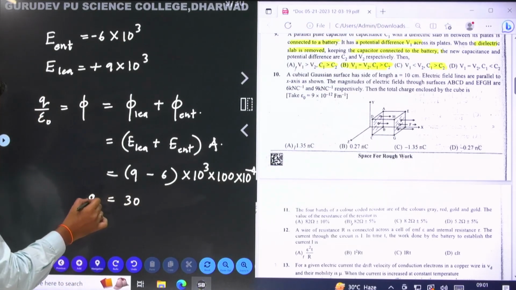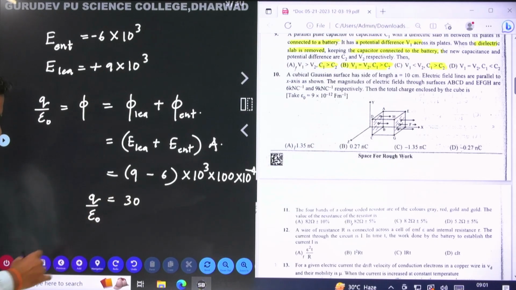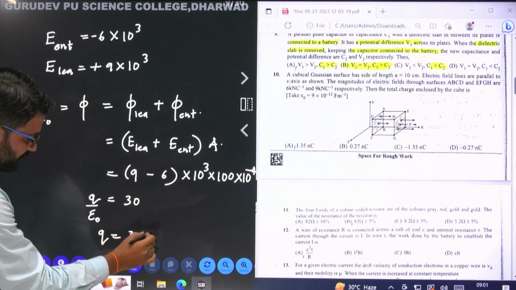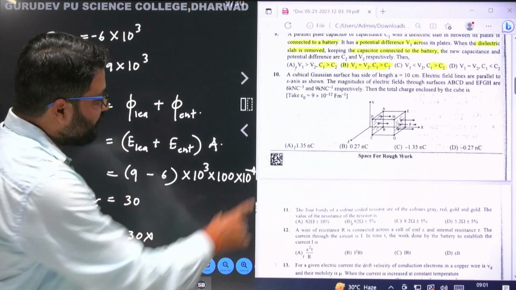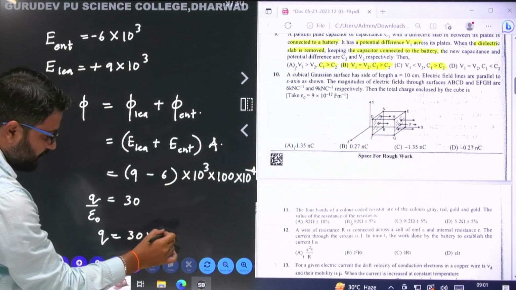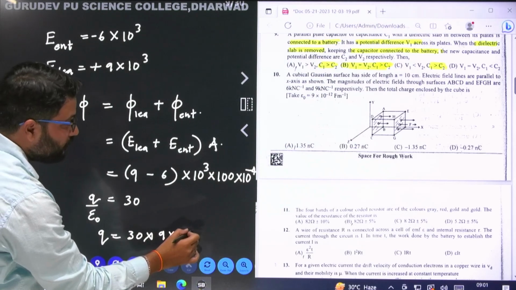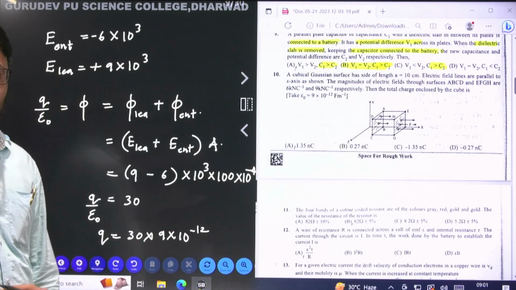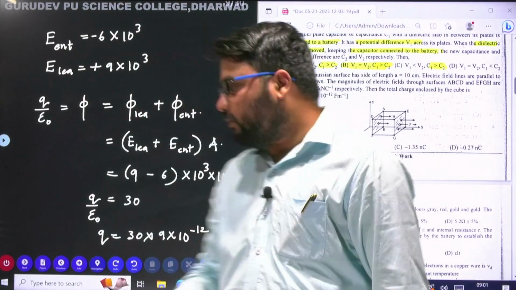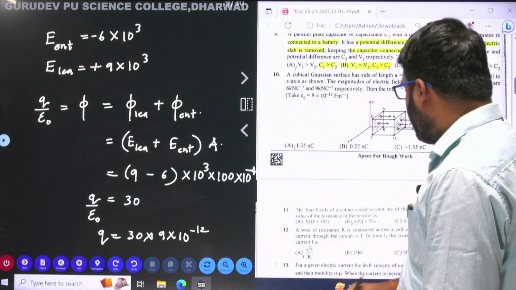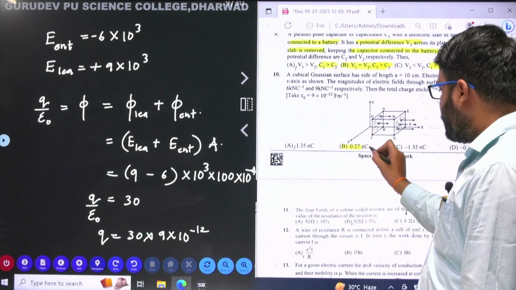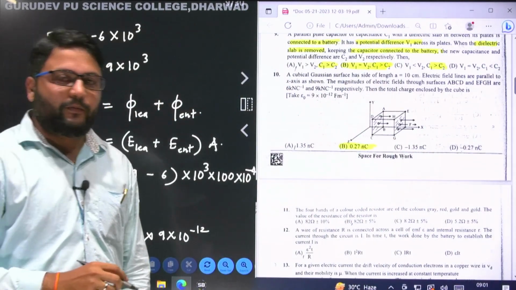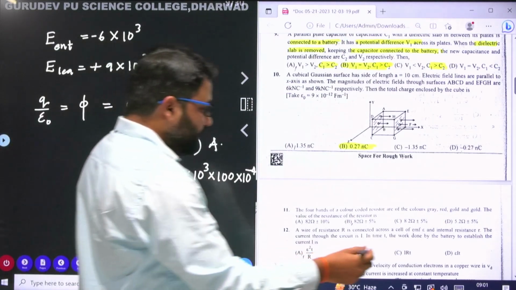So I got to know Q divided by epsilon naught is equal to 30. Now Q will be equal to 30 into the epsilon naught value. I think the epsilon naught value is given in the question, that is 9 into 10 raised to minus 12. If you multiply the values and get the answer, you would land up with option B, that is 0.27 into 10 raised to minus 9 coulombs. Let's move to the next question now.